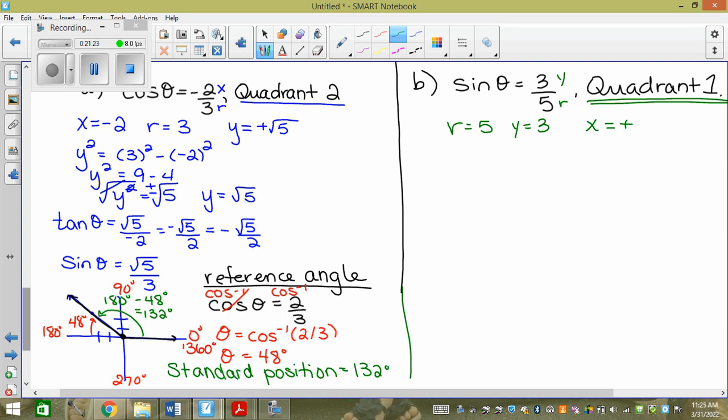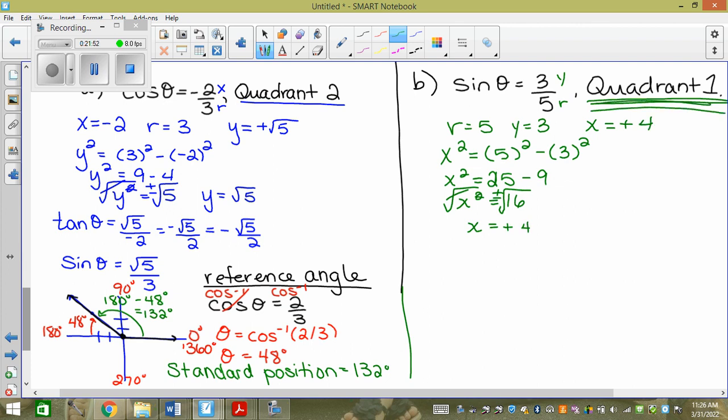So I'm going to go, that's a lie. I'm going to go x squared equals r squared minus y squared. So x squared equals 25 minus 9. I want to give the answer. x squared equals 16. Square root, we get plus or minus. 16 is a perfect square, so it's going to be plus 4. And it's plus 4 because it's in quadrant 1.